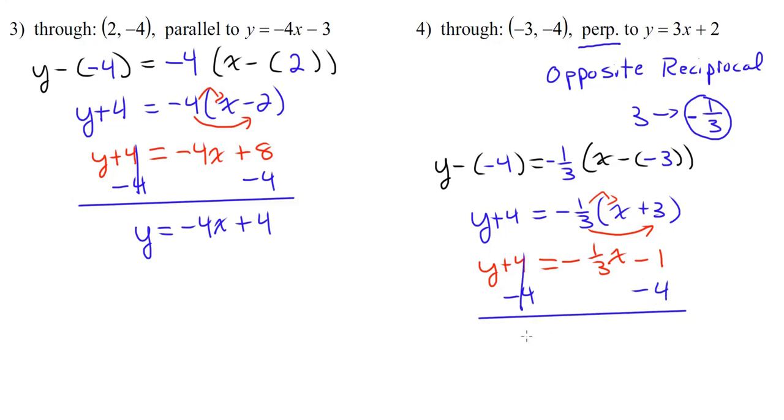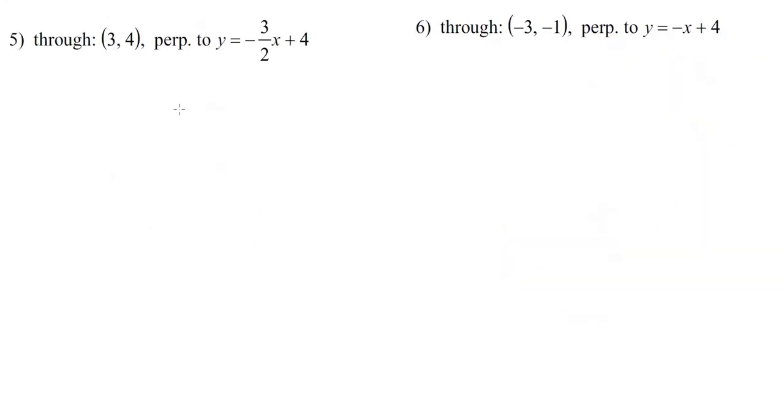On the left, these cancel out, leaving us with y. And we have negative 1/3 x, and negative 1 minus 4, that is negative 5. So that is our answer: y equals negative 1/3 x minus 5. On to question number 5.